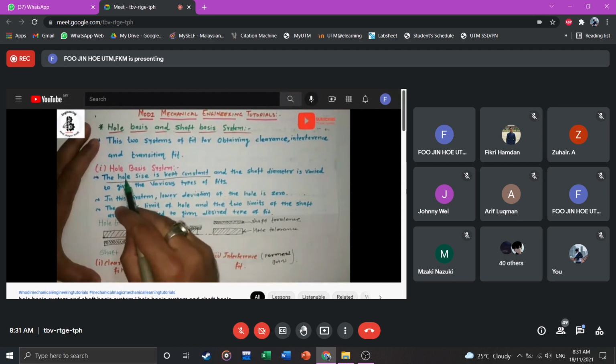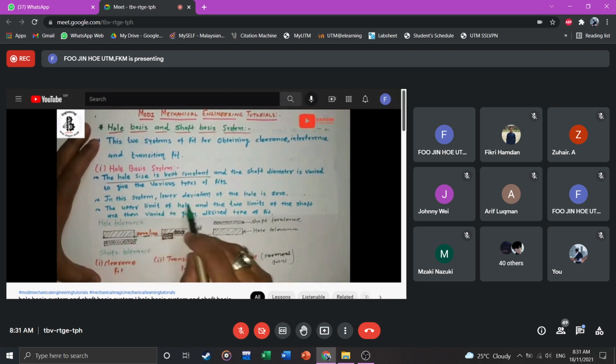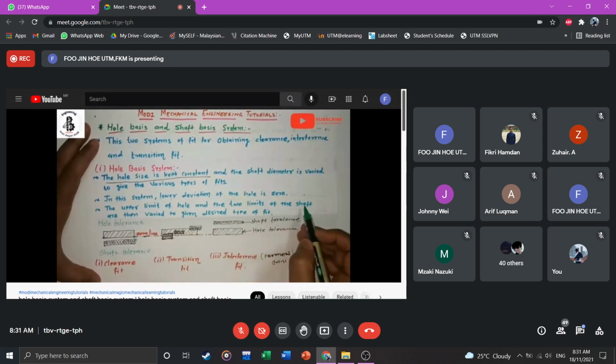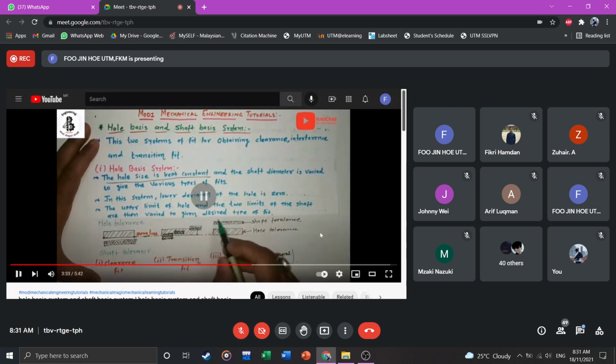Then in the case of the hole basis system, the lower deviation of the hole becomes zero, as we already discussed. The upper limit of the hole and the lower limit of the shaft are then varied to give the fits. So you can see here in this system, the lower deviation of the hole is 0. If you draw a line here, let's say this is diameter 50, so this zero line is 50. So it will be no lesser than 50.